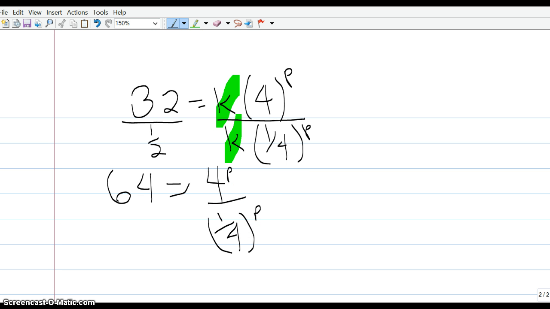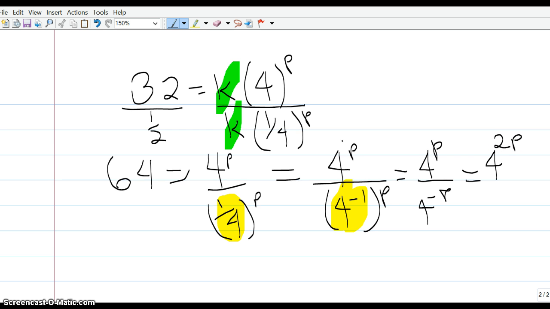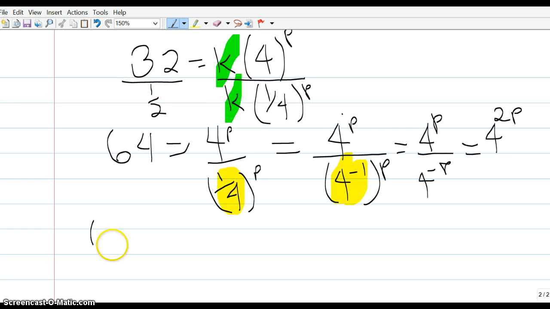It's frequently useful when working with exponential equations to rewrite everything with the same base if possible. And in this case, that is possible. I can rewrite 1/4 as 4 to the negative 1, and then that is to the p. I replaced the 1/4 here with 4 to the negative 1. Now using all of my laws of exponents, we have 4 to the p in the numerator, 4 to the negative p in the denominator. When I'm dividing with the same base, I subtract the exponents. So p minus negative p is p plus p, or 2p. So we end up with 64 equal to 4 to the 2p.